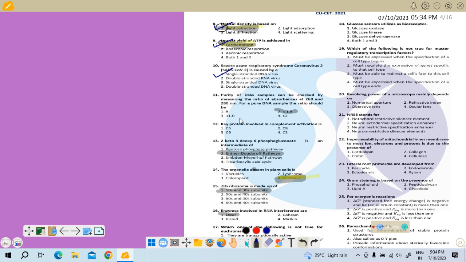Now coming to 11, purity of DNA samples can be checked by measuring the ratio of absorbances at 260 and 280 nanometer. For a pure DNA sample, the ratio should be. Question number 11. So now for DNA, the ratio is between 1.7 to 2.0. For RNA, it is 2.0 to 2.2.